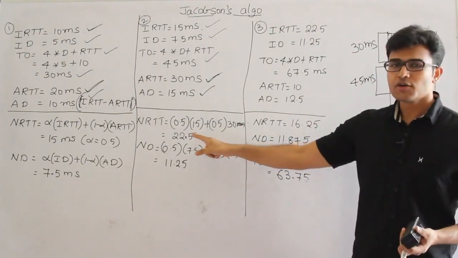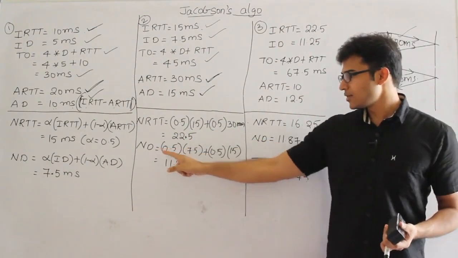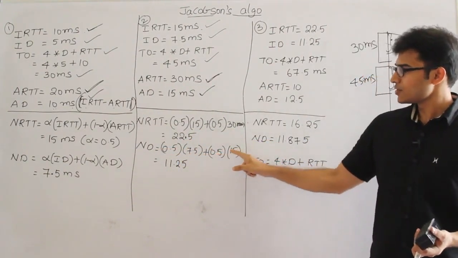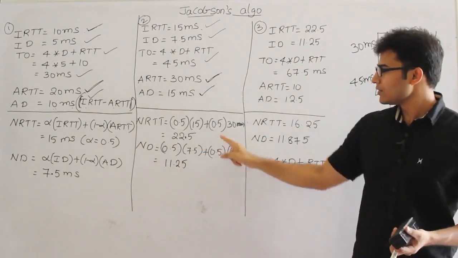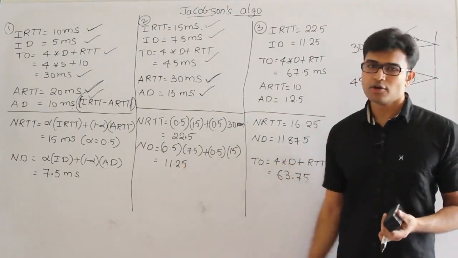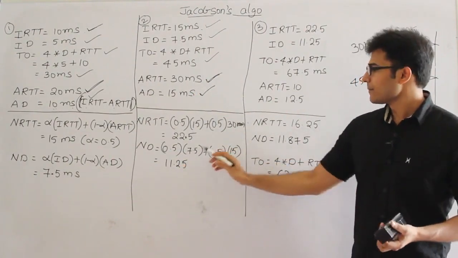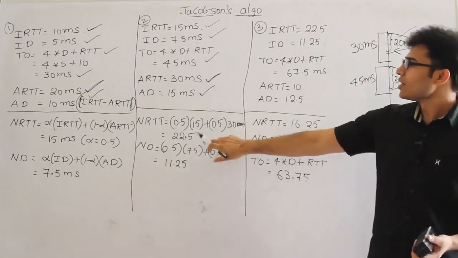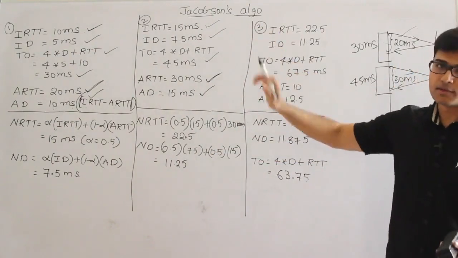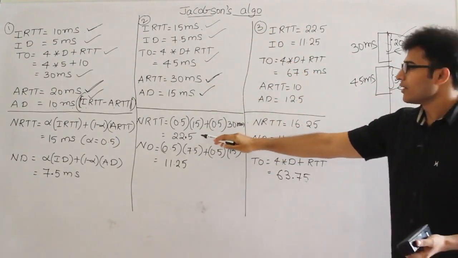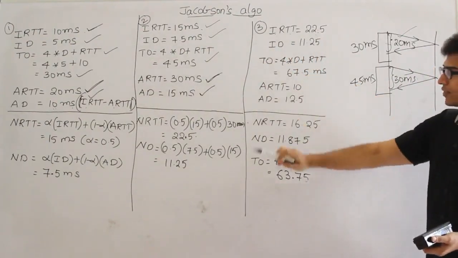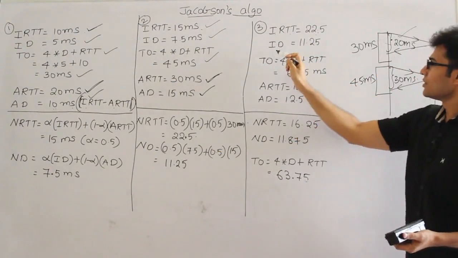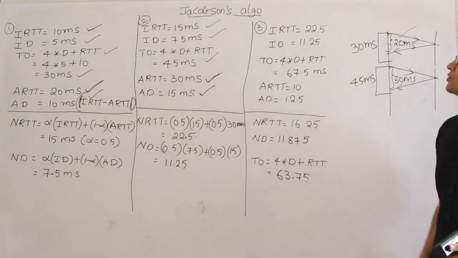Then what did I get? 22.5 milliseconds. And next deviation is alpha into initial deviation plus 1 minus alpha into actual deviation. Initial deviation is 7.5 and actual deviation is 15. Therefore I got 11.25 milliseconds, right? So these two values are going to be the initial values for the third segment. So whatever I got here, the next RTT is going to be initial RTT for the third segment. So it is 22.5, and next deviation is going to be initial deviation for the third one, which is 11.25.